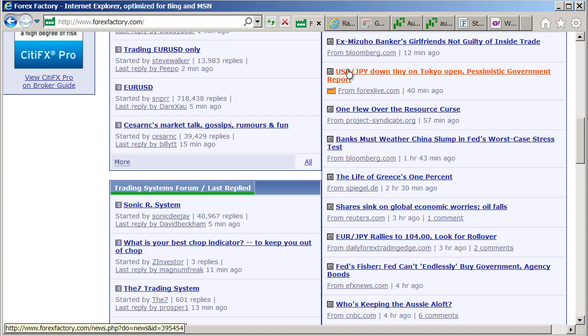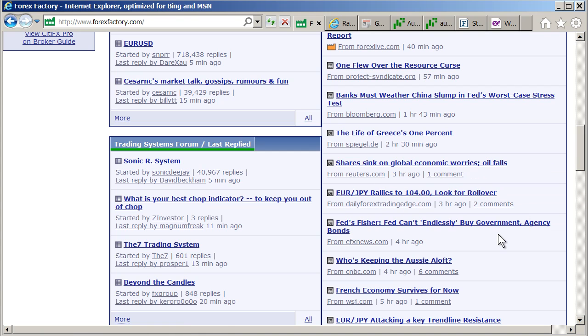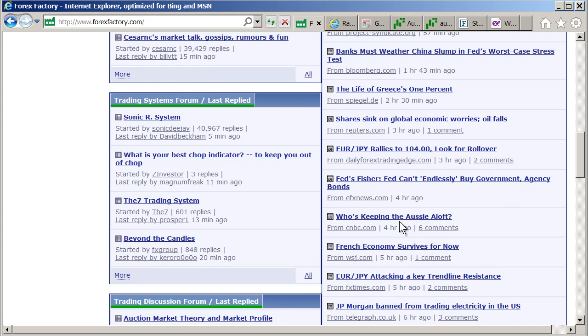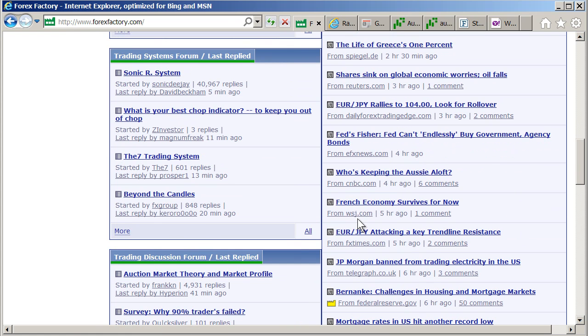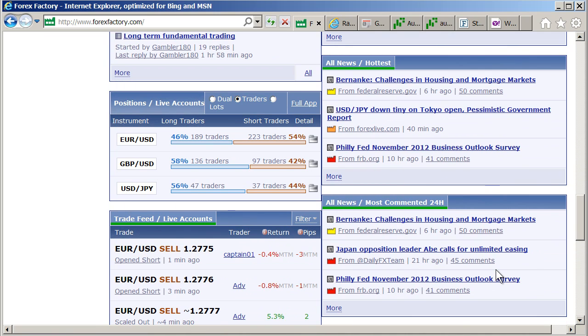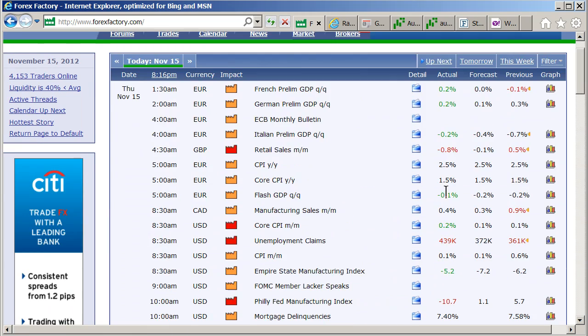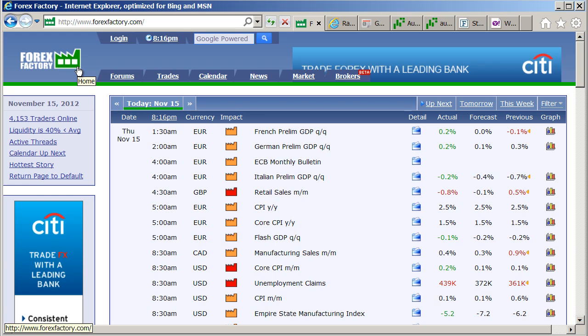here we have a discussion about the dollar-yen. Here's an article about Greece. Oil falling. Euro-yen. Actually, I wrote that one. Then Fed member Fisher. What's keeping the Aussie aloft? That's a great question. Aussie's been quite strong. Another conversation about the Euro-yen. So what are some of the more popular conversations or articles, or the more active headlines here on Forex Factory? That's another way of looking at it, to narrow down your list.